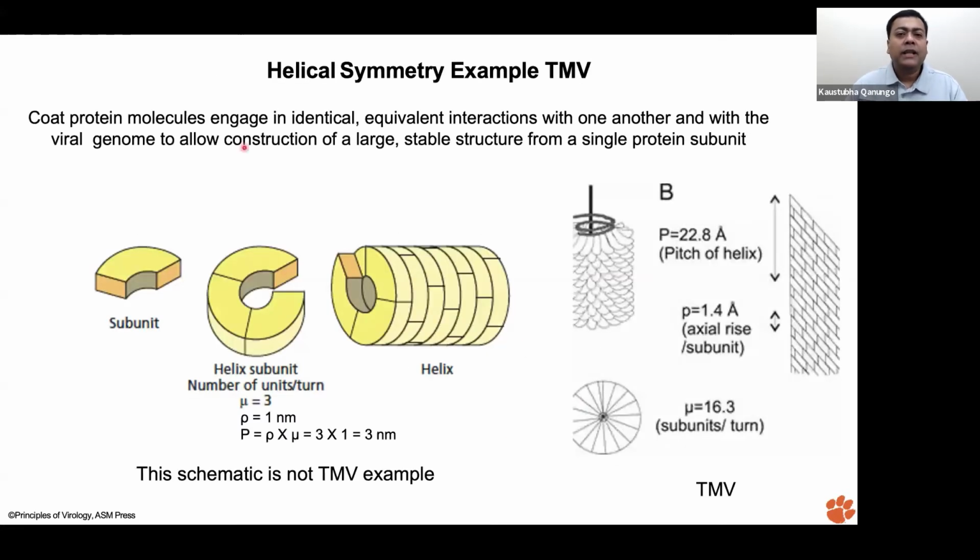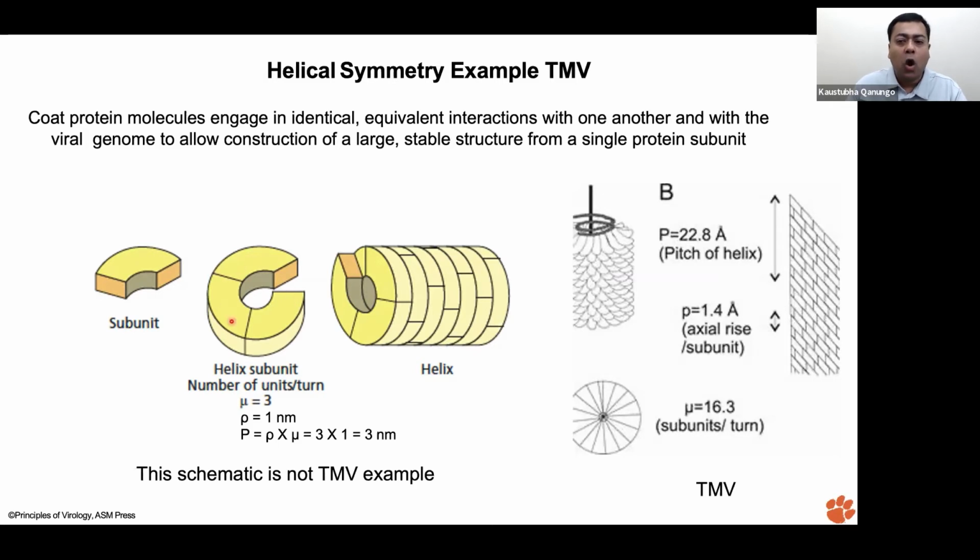So first, let's take a look at the helical symmetry in the tobacco mosaic virus. Here the coat protein molecules engage in identical equivalent interaction with one another and with the viral genome to allow construction of a large stable structure from a single protein subunit. So here we are looking at a schematic. Remember that this is not a TMV example, this is a generic example. Here we are looking at one protein subunit, and here we are looking at 1, 2, 3 subunits. So per turn, you have right here 3 subunits.